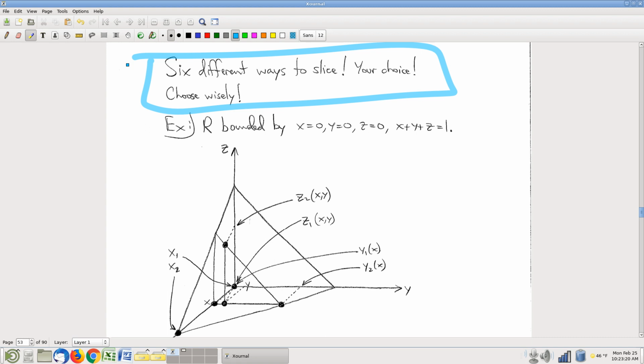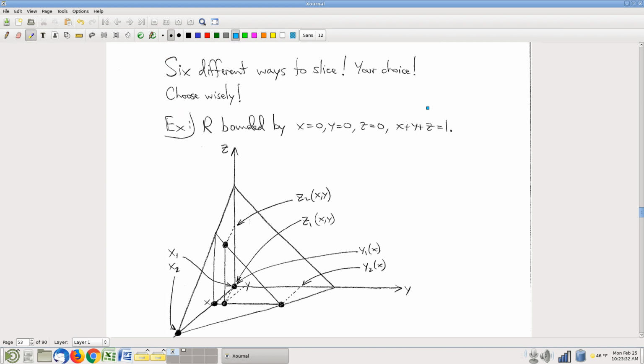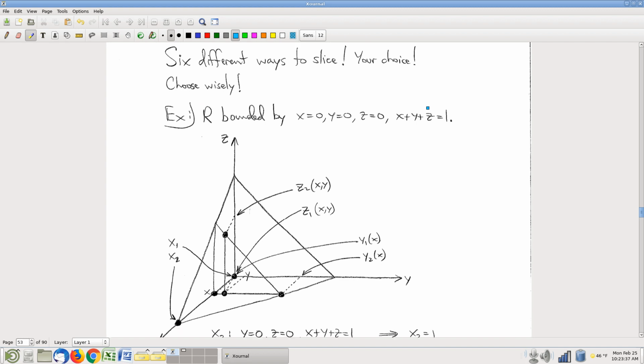That's both bad news and good news. It's good news because you have flexibility. It's bad news because you have a lot of decisions to make. Right, a lot of different choices to analyze. So we're going to talk about how to make that choice as we go through this. But ultimately, you just got to kind of look at it and do whichever one's going to make your life the easiest. Okay, starting with this example, we have this domain bounded by those 4 planes.